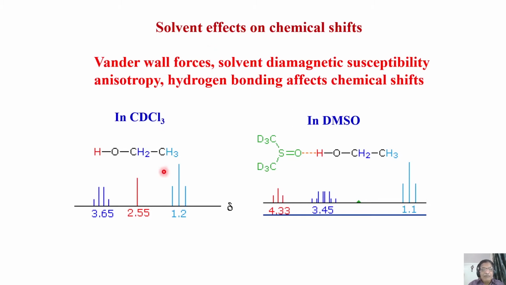Okay, what happened? Look at this molecule, CH3CH2OH, the famous ethanol molecule. Now, if I take this in chloroform, very clearly I am going to get a peak for the ethyl CH3 group, a peak for the CH2 group, and a peak for the OH group. No doubt about it. Very clear.